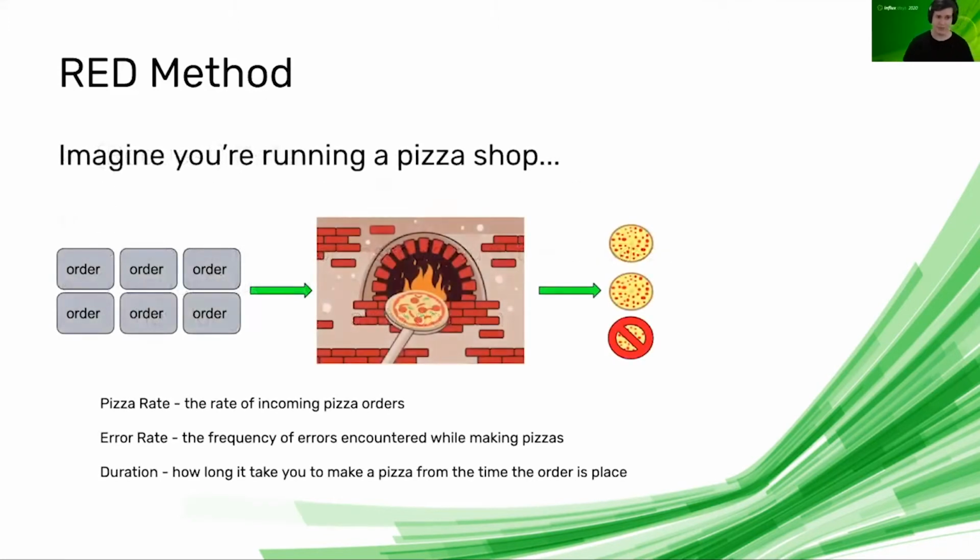Cool. So if we imagine this like a pizza analogy again, and we've tried to apply the RED method to it. The pizza rate, so the frequency that I'm receiving and fulfilling orders, would be the rate of my pizza shop. Then I would have the error rate, which is how many times I make mistakes making a pizza. And then duration is how long from the time that a pizza is ordered to the time that it's delivered does it take.